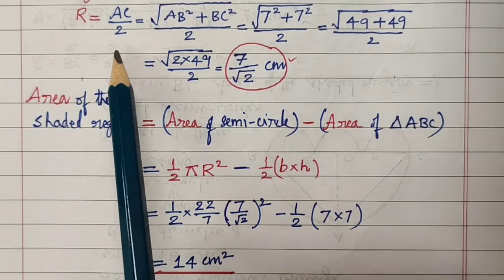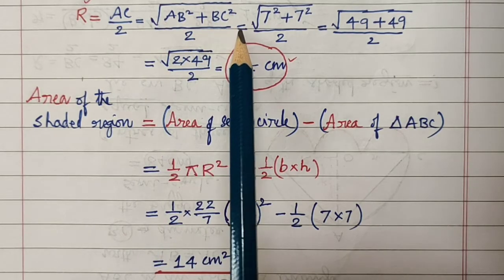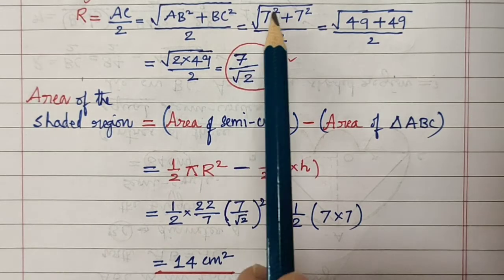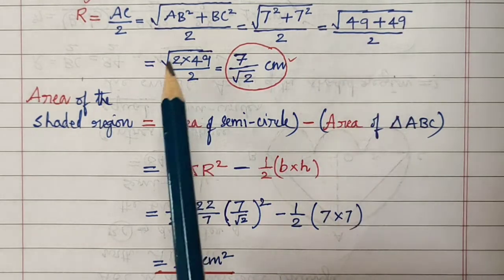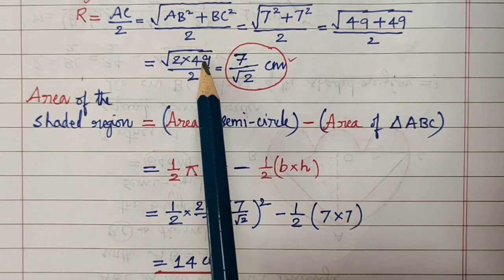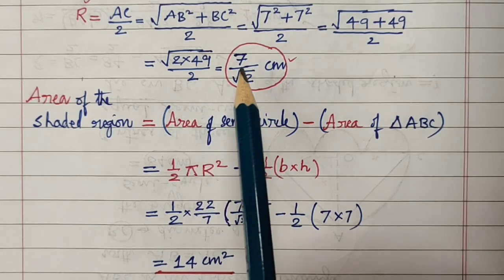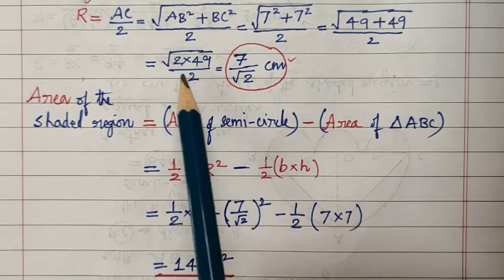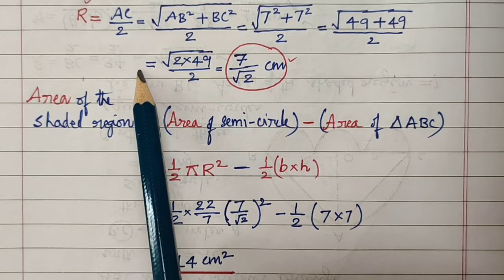Radius r is equal to AC divided by 2. AC is equal to square root of AB square plus BC square, divided by 2. They have given AB is equal to BC is equal to 7. That is square root of 7 square plus 7 square divided by 2, square root of 49 plus 49 divided by 2, 2 times square root of 2 into 49, 49 square root is 7. So 2 cancelled. Square root 2 can be written as square root into square root. One square root gets cancelled with the other square root. 7 divided by square root 2. This is the radius r of the semicircle.